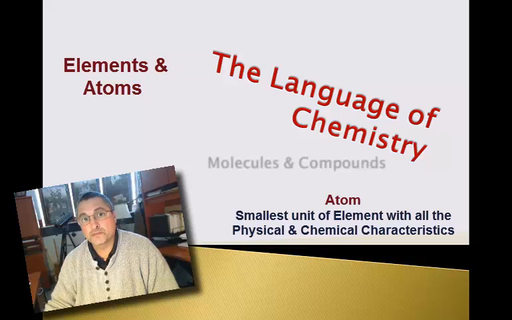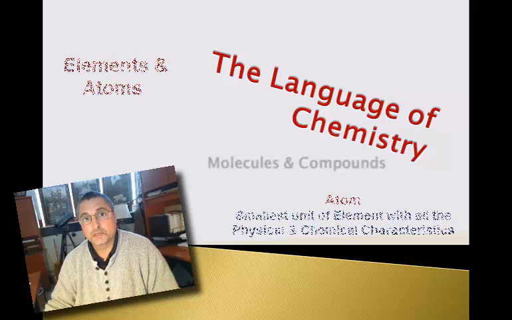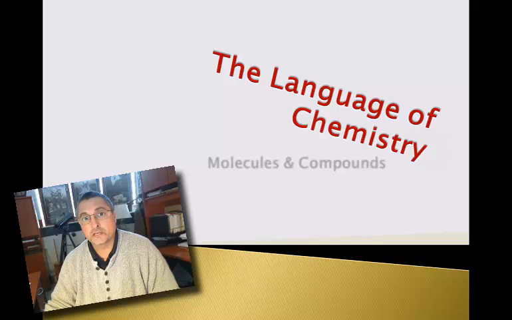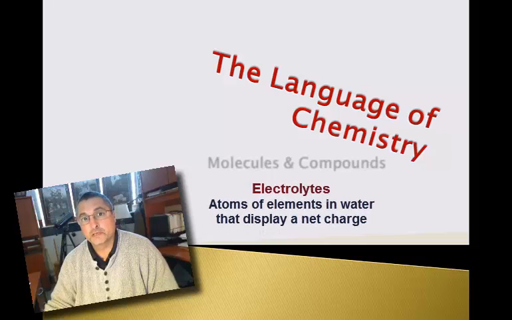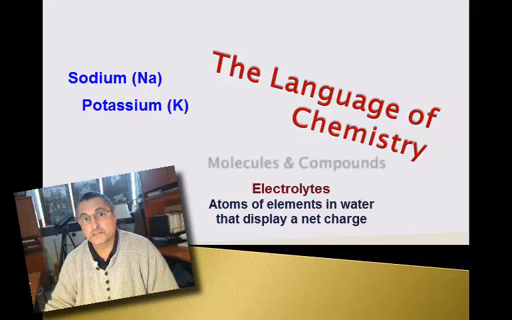We find a number of atoms of elements in our body. Frequently we find them dissolved in water. In this case, they typically will have a net charge to them, and we call them electrolytes. Three types of electrolytes that are found in our body are going to be sodium, potassium, and calcium.